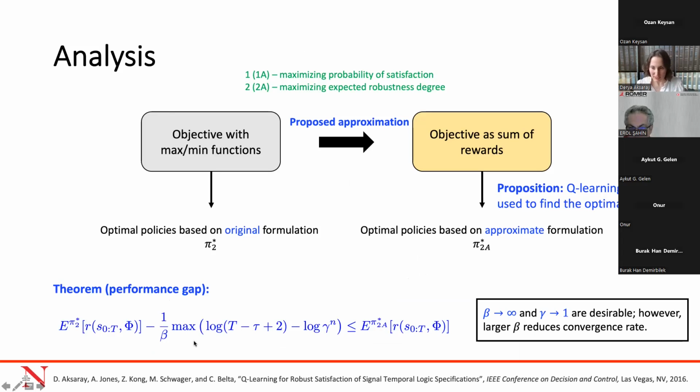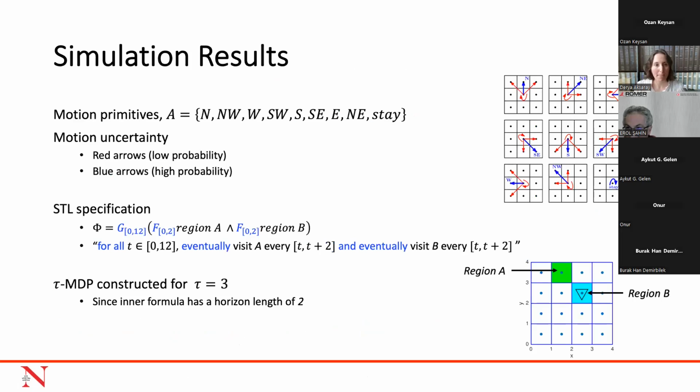This tells us that if I choose my beta as large as possible, I can decay this part. And gamma is the discount factor, so if I increase it, there's again a way of making this as small as possible so that they get closer to each other. But one problem is that if my beta is really large, then it will influence the convergence rate, which is something related to the learning.